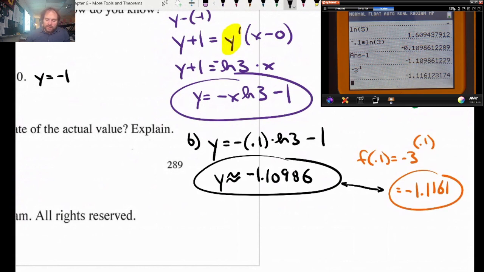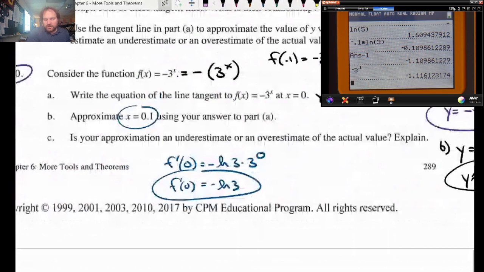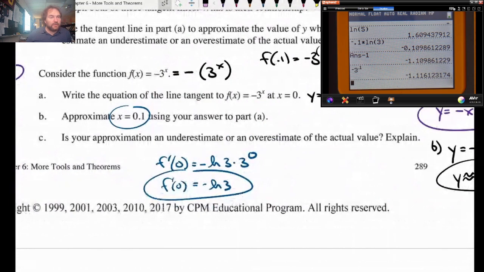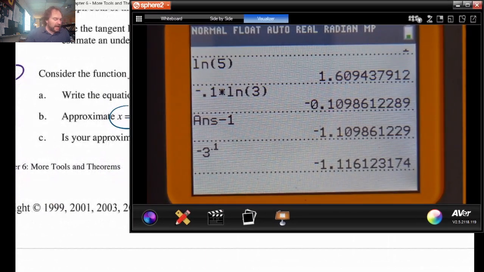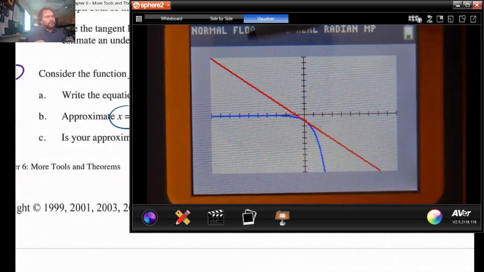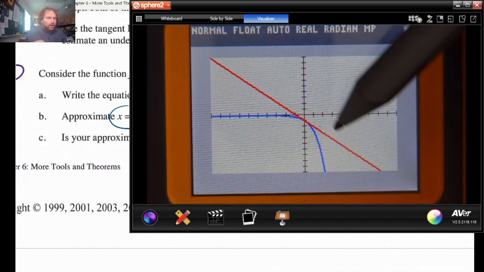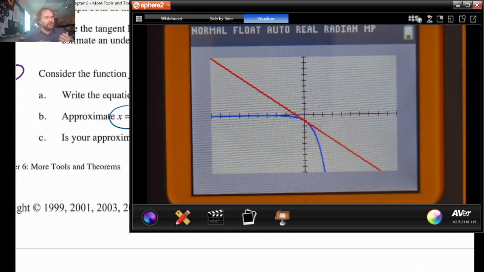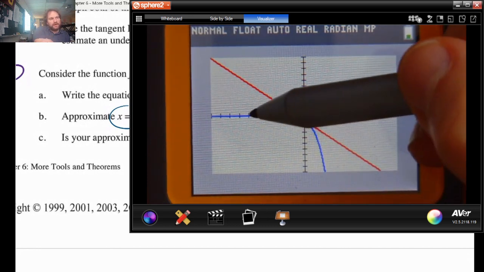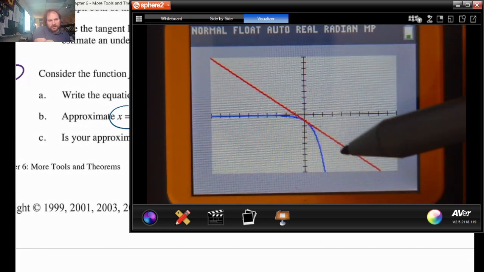But there's that. The other question is question C, which is: is your approximation an underestimate or an overestimate of the actual value? And that conversation is all about the concavity of this graph. See how the blue graph is always concave down. What this means is that any tangent line that we use to approximate will always be above the graph for all values of x. So any value that we use the red line to approximate will be an overestimate, since it's always above the curve. If the graph was concave up, that would be the opposite. It would always be an underestimate. So it's all just about the concavity of this blue graph. Because this blue graph is concave down, this is going to be an overestimation.